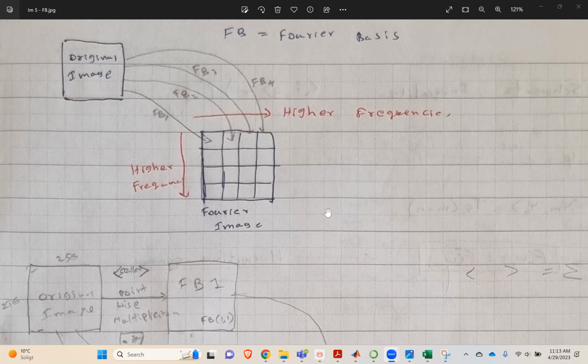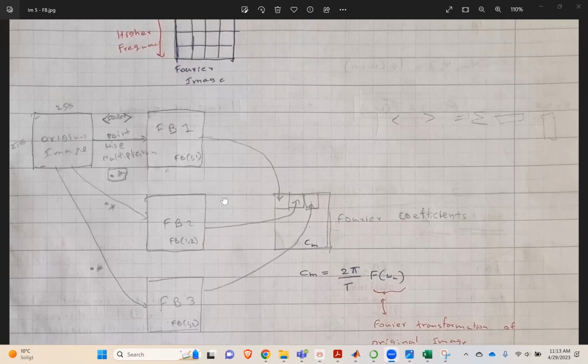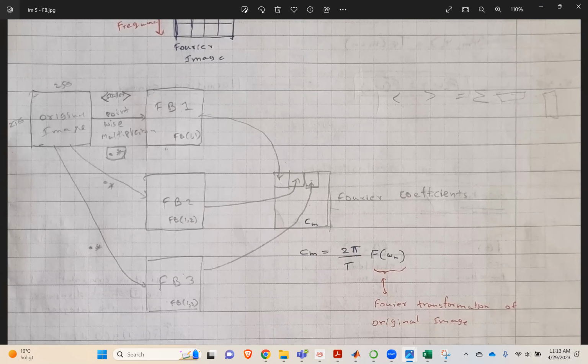So this is another representation. Like the original image, you are just multiplying with the Fourier basis 1, and you're putting the value in here. This is understood, right? Yes. But there is one constant term also in the book. It says 2 pi by t. So that will also be multiplied, but that's not the important thing.